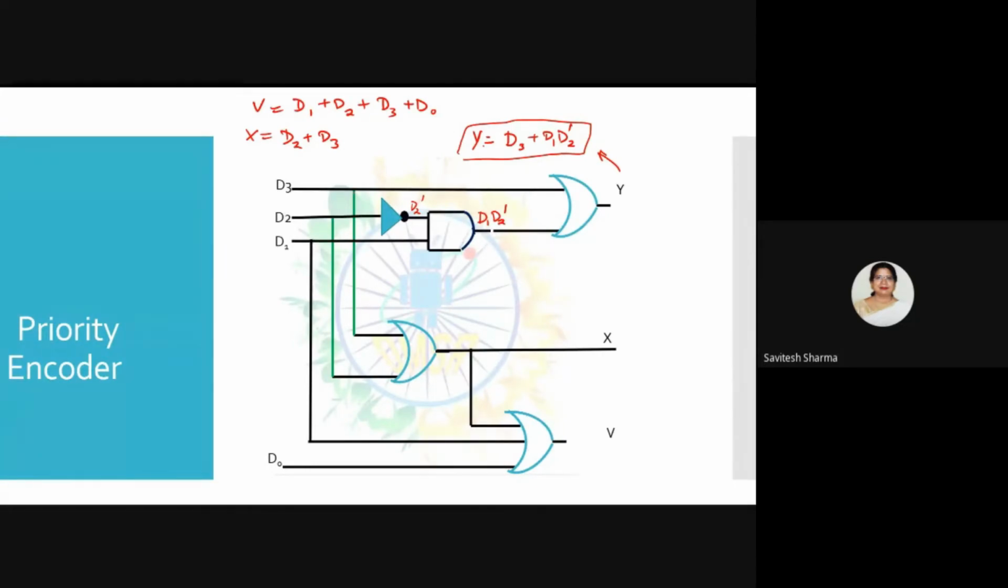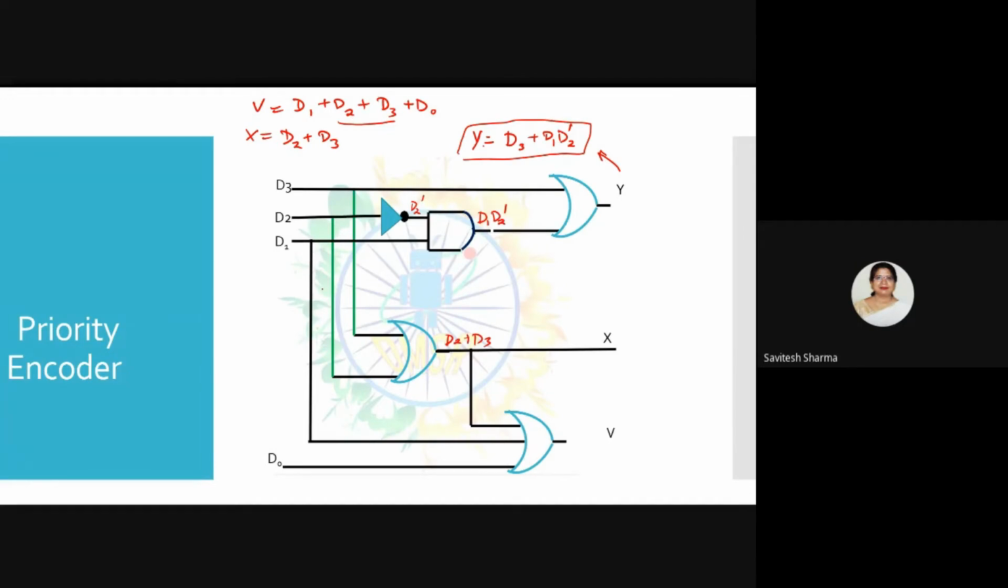Now come to the X. X, you see, requires D2 and D3. So D2 plus D3. I am adding one more OR gate. Next for V, you see D2, D3 is already there. So no need to again draw the OR gate separately. That is why I started from Y and X, because I know that some terms are common.